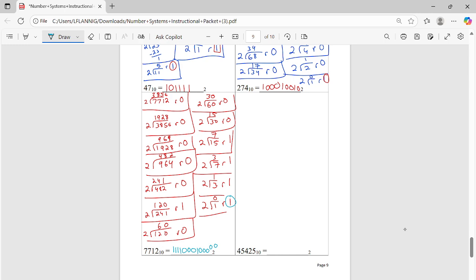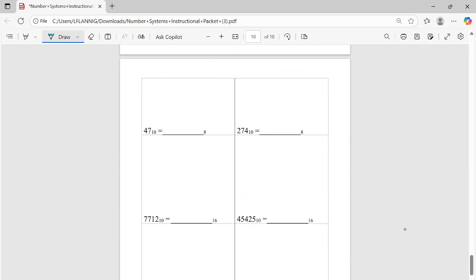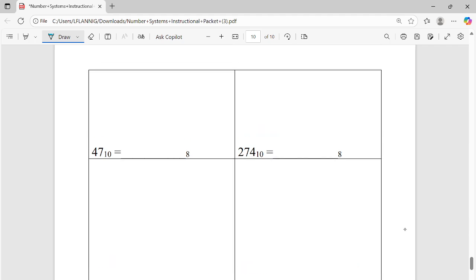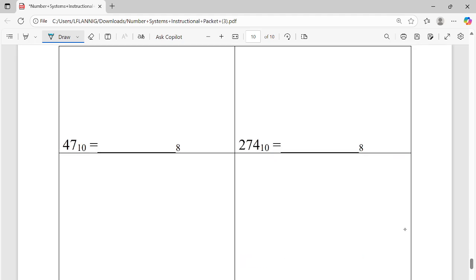And then the next one, the answer key is online. So we're just going to move on to the last section. So this one, same idea. You're converting these numbers instead of into base 2. These are going to be into different bases.